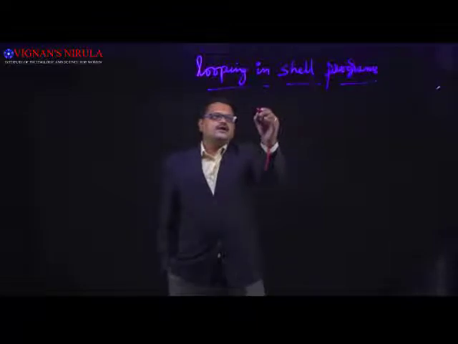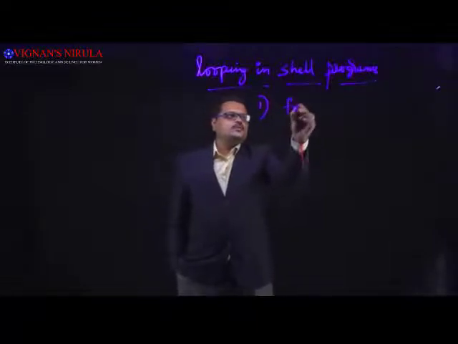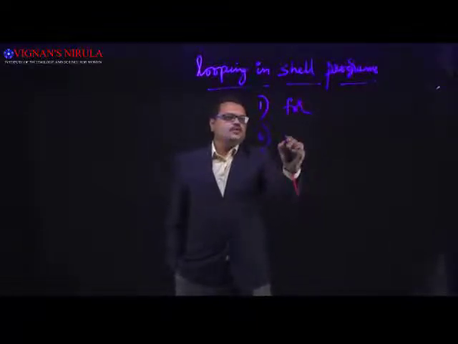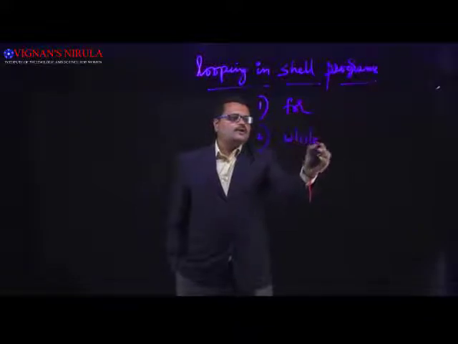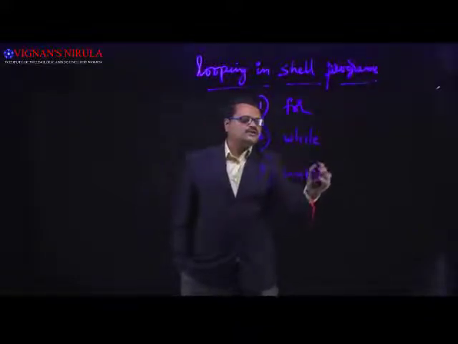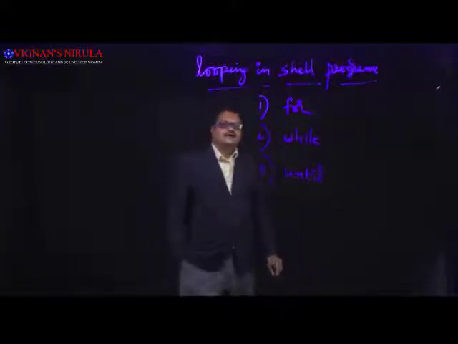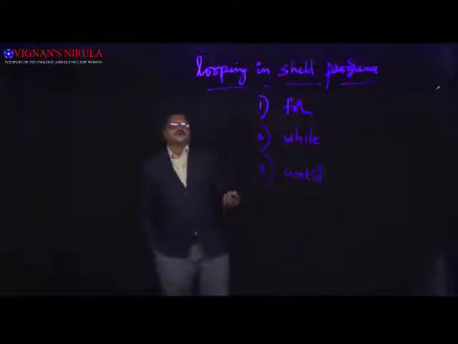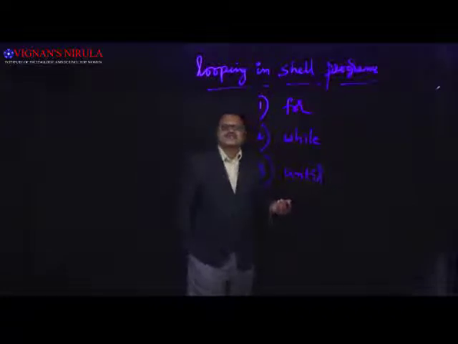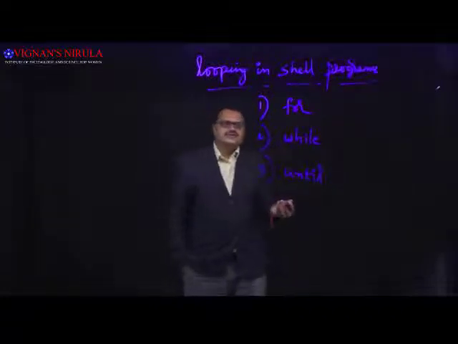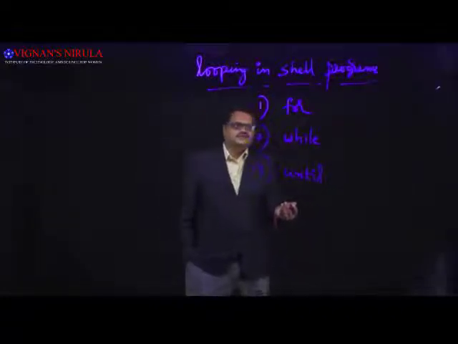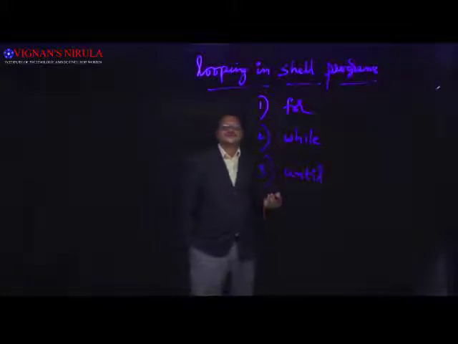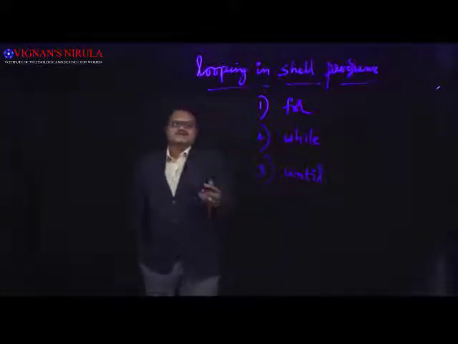There are three loops here. The first one is the for loop, the second one is the while loop, and the third one is until. These are the three looping structures available in Unix. The first one is for. So what is the for syntax? We will discuss the for syntax first.